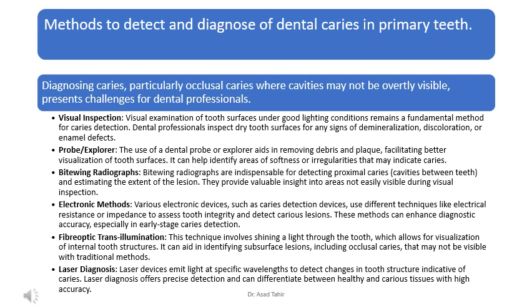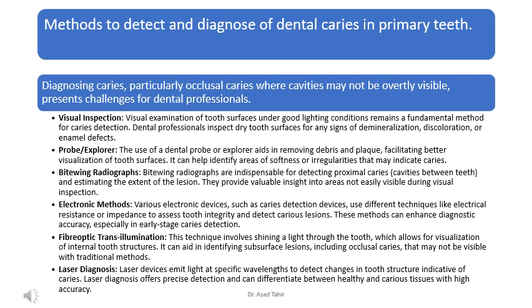Visual inspection. Visual examination of tooth surfaces under good lighting conditions remains a fundamental method for caries detection. Dental professionals inspect dry tooth surfaces for any signs of demineralization, discoloration, or enamel defects. Probe/explorer. The use of a dental probe or explorer aids in removing debris and plaque, facilitating better visualization of tooth surfaces. It can help identify areas of softness or irregularities that may indicate caries.